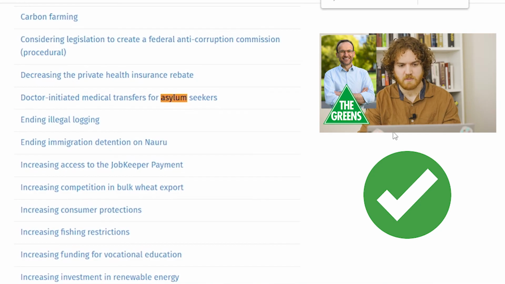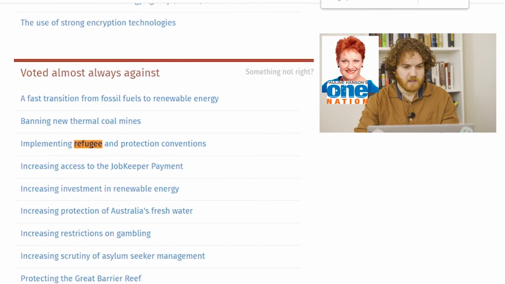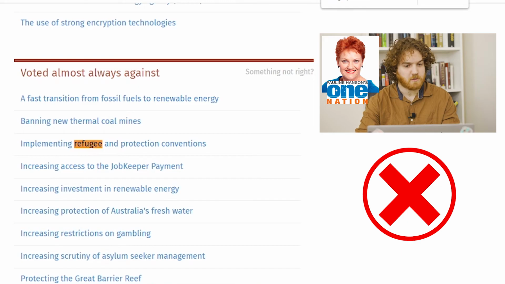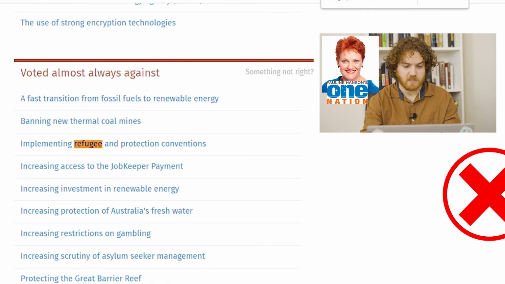doctor-initiated medical transfers for asylum seekers. That was a briefly lived thing called Medivac, introduced by an independent, Kerryn Phelps, that allowed doctors the power to evacuate refugees to Australia to get medical care provided to them that was not available to them in Manus and Nauru. Pauline Hanson for One Nation, we can see she has voted almost always against implementing refugee and protection conventions.